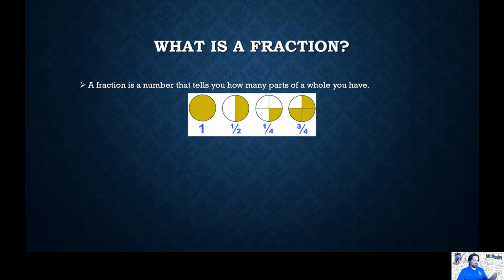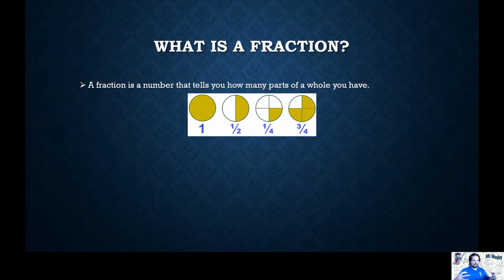For example, we have these circles being broken up into parts. The first one is 1, because you have one part of a whole where it's only been broken up into one part. The next is 1/2, where we have one part of 2 pieces. A quarter, we have one part out of 4 pieces. 3/4, we have 3 parts out of 4 possible pieces.